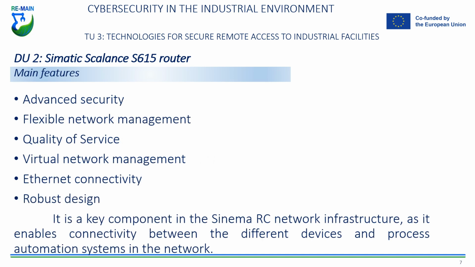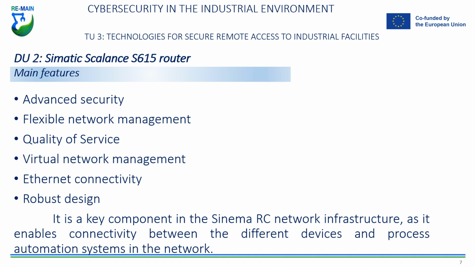Below are some of the key features of the Scalance S615 router. Advanced security. The Scalance S615 router offers a wide variety of security features, including user authentication, data encryption, protection against denial of service, DOS, attacks, and MAC address filtering. Additionally, the router supports Virtual Private Network (VPN) for a secure connection over the Internet.